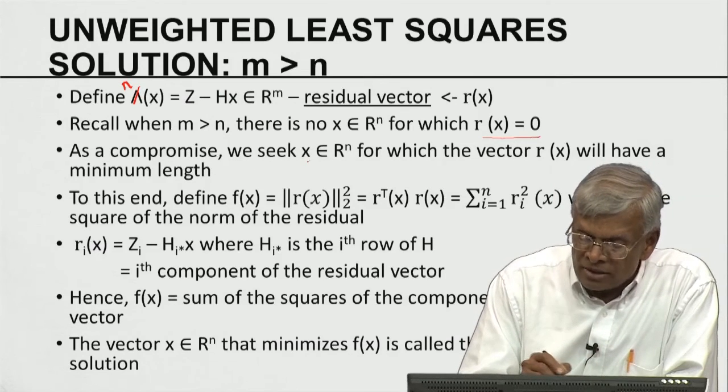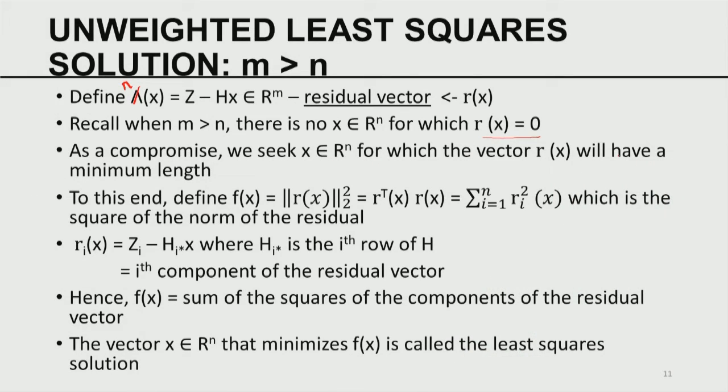So, as a compromise, we seek a vector x belonging to R^n for which the vector r of x will have a minimum length. So, we would like to formulate the problem mathematically so that I can develop an algorithm. To that end, I am going to define a function f of x. So, what is f of x? F of x is the square of the norm of the residual vector. Now, you can see the norm of the vector comes into play. The square of the norm of the vector is simply the inner product of r of x with r of x, r transpose r, and that is equal to the sum of r_i squared, i equal to 1 to m. So f of x is a function of x that represents the sum of the squares of the residuals, which is the square of the norm of the residuals.